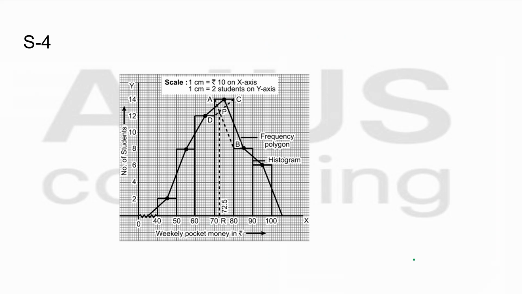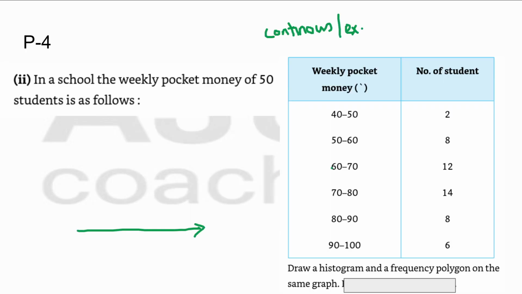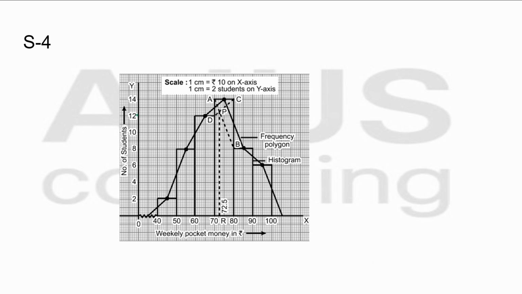Then frequency polygon, how will you draw the frequency polygon on this? Take the midpoint on the top of each bar of the histogram, and then connect the points. You will get the frequency polygon. It is very simple to obtain frequency polygon from histogram and vice versa. Use the scale properly. Don't forget to scale your data correctly, and then draw the graph. That's all. It's a very direct application.